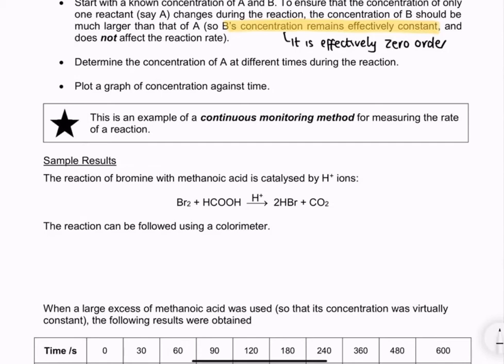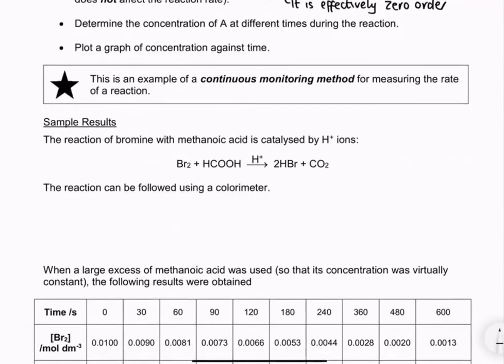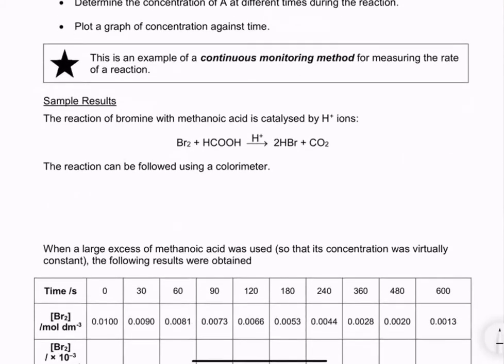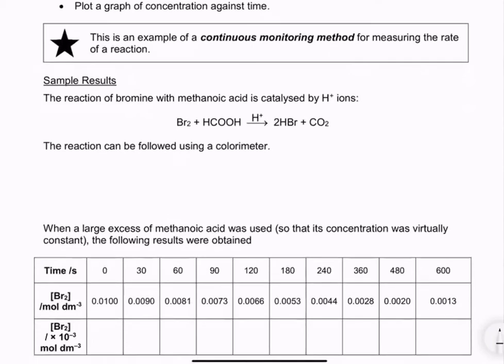If it was coloured, you might use a colorimeter because colour of a solution gives you a measure of its concentration. So there's different ways. If it was producing a gas, you might measure the volume of gas being produced at different times. All of these would be continuous monitoring. So you're measuring something continuously at lots of different time intervals.